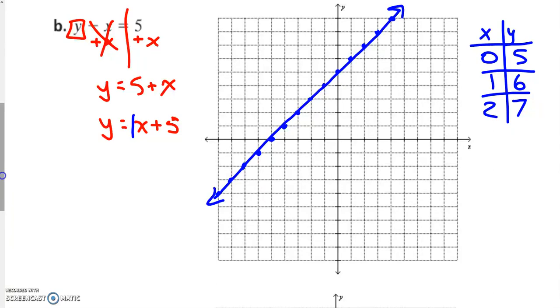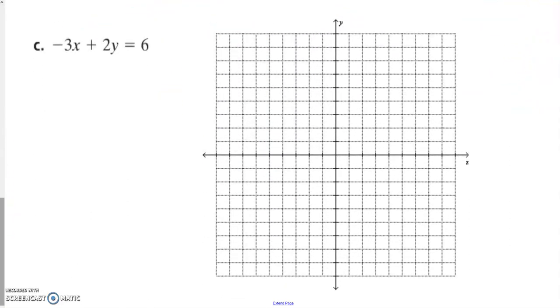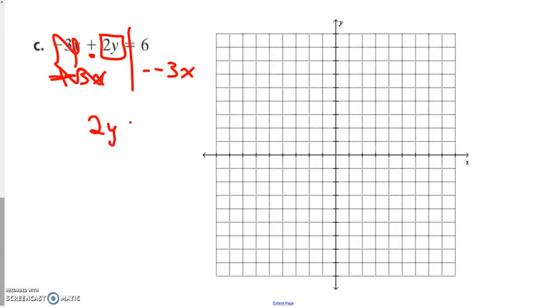I know it doesn't ask, but I do know that this thing is a function because it's not a vertical line. All right, last one's probably the toughest. I need to get y all alone. Let's see. They did addition, so I'm going to subtract. I got to subtract negative 3x on both sides. That's adding 3x to both sides. 2y equals 6 plus 3x.